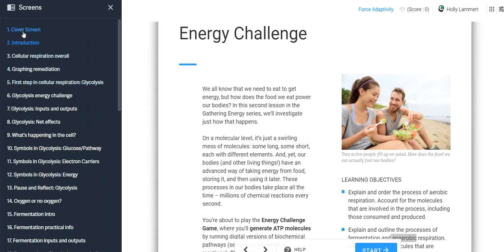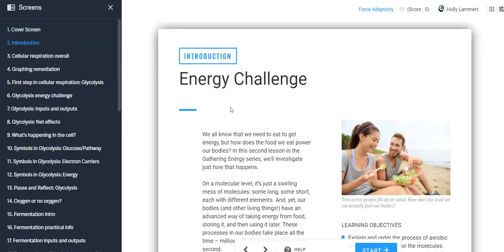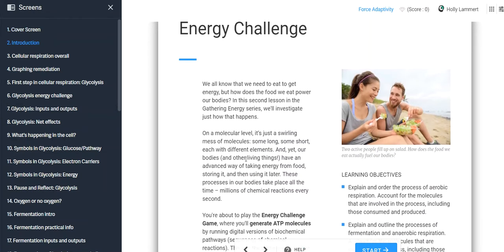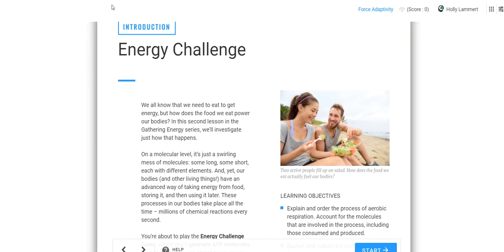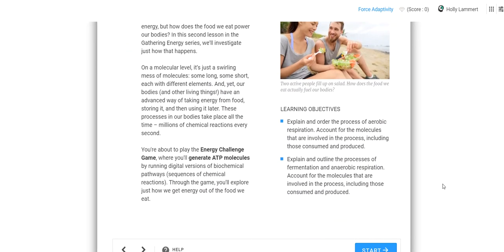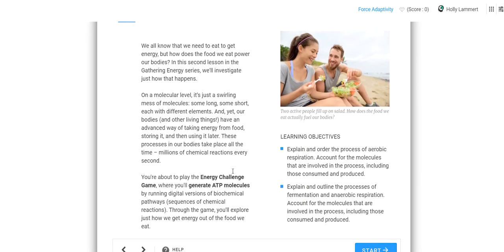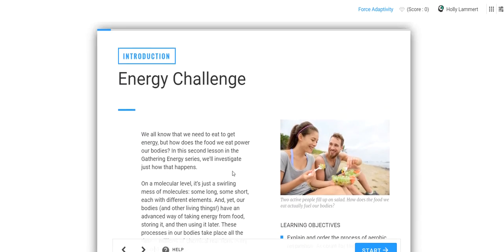All right, so we're starting with the energy challenge respiration. Here we go. All right, and I'm going to go through and read all of the words for you, and that's what I would suggest you do in these programs. If you slow down and just take a minute to read it all, and at the end then we'll take some notes from it. Okay, so introduction, energy challenge.